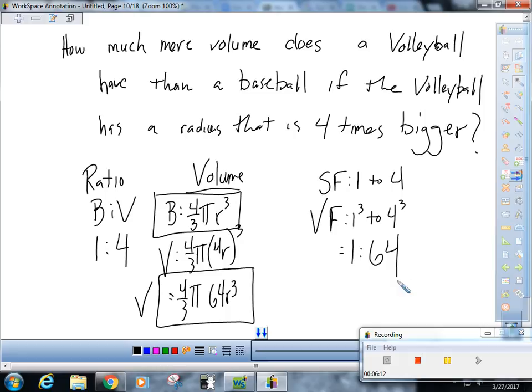And indeed, a volleyball has about 64 times more space than a baseball, which means you could fit about 64 baseballs if you could melt them down and put them inside of a volleyball. That's how many you could fit in. Amazing. Hope this helps. Boom!